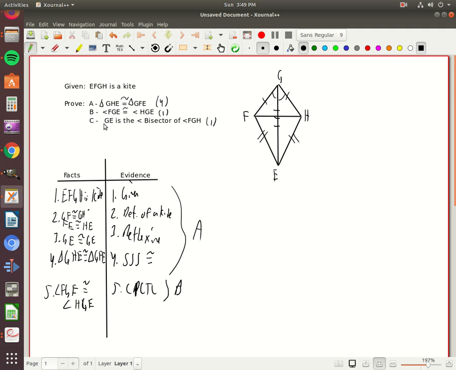And then finally, hopefully this is ringing a bell already. If it's not, step 6 is 1 step. So I can just say GE is the angle bisector of angle FGH. And how do I know that? Well, look, these are the 2 halves. So that's the definition of an angle bisector. When you cut an angle in half and you get 2 equal halves, that's the definition of an angle bisector. So there we go. That is it for day 3.